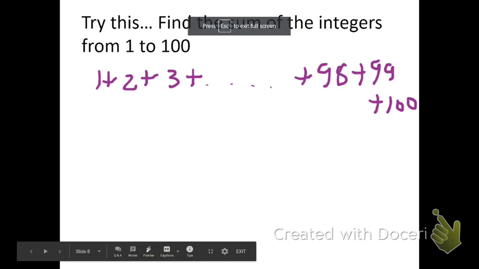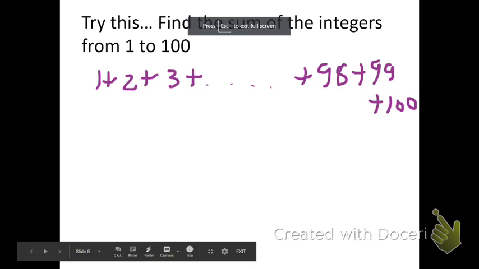That would take a long time if you were just doing 1 plus 2 is 3, and then plus 3 is 6, and then plus 4 is 10. Eventually those numbers would get big, it'd be hard to do. You could do it with a calculator, but that's a lot of numbers to plug in. But there's actually an interesting way to do this where it's really simple, and it's going to lead us to a formula.